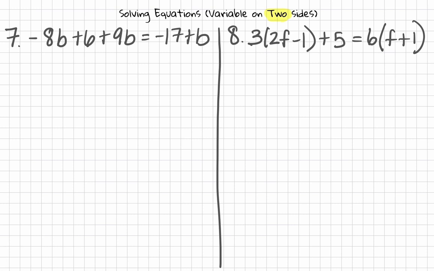Solving equations, but these equations have variables on 2 sides. Okay, so looking on the left side of this equation, I have 2 terms where there is a b, negative 8b and positive 8b. So I'm going to simplify that. That is going to be b plus 6 is equal to negative 17 plus b.